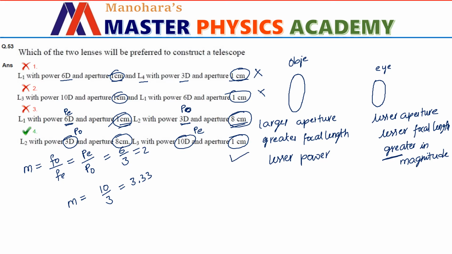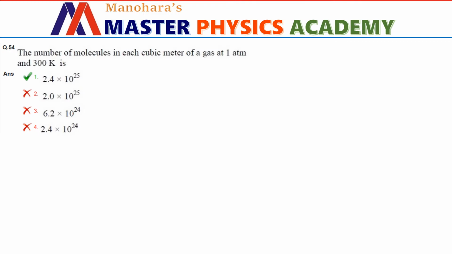Next question, that is question number 54. The number of molecules in each cubic meter of a gas at 1 atmosphere and 300 Kelvin is. So this is the normal temperature and pressure case. At NTP, we know that 1 mole of ideal gas occupies 22.4 liters of space. That is 22.4 into 10 to the power minus 3 meter cube of space.